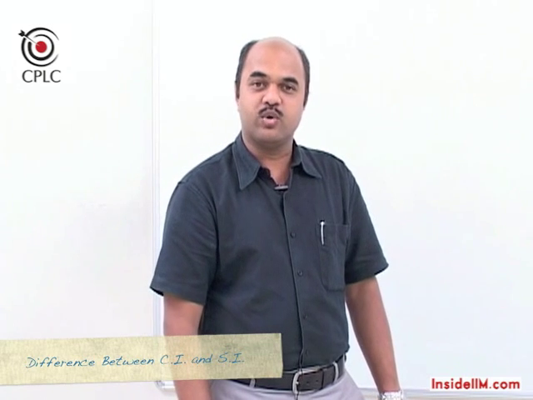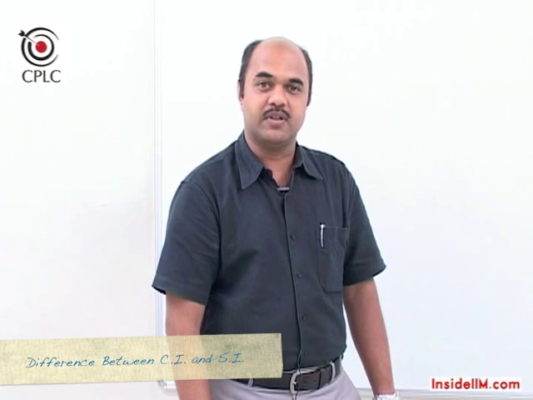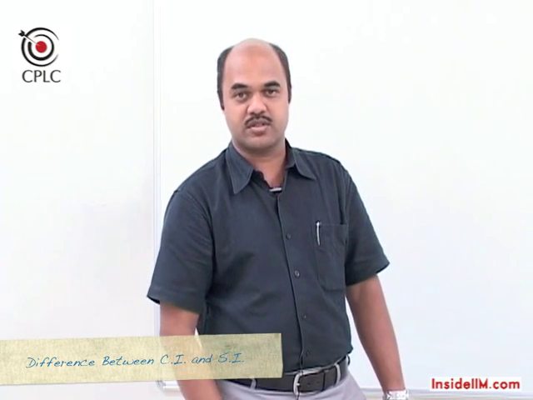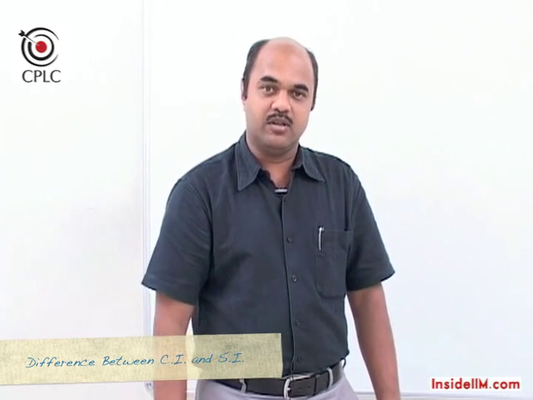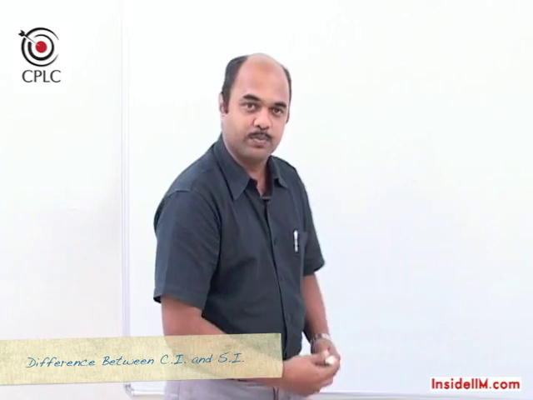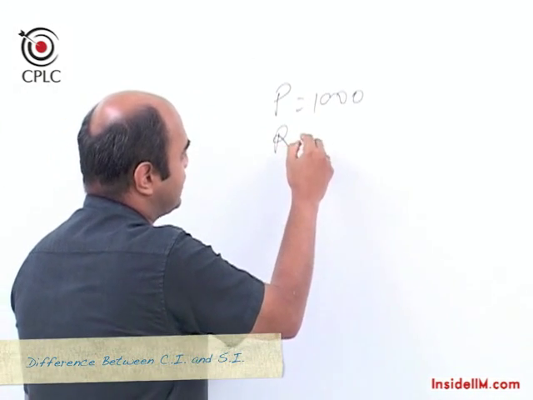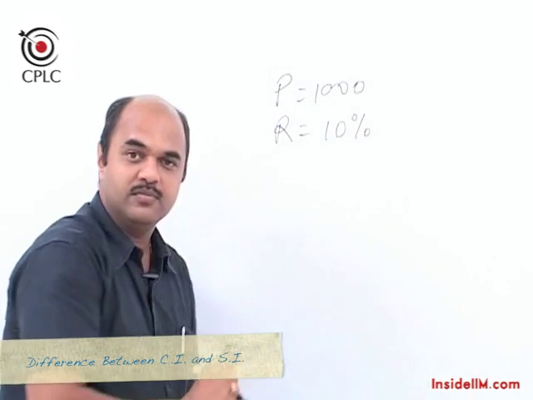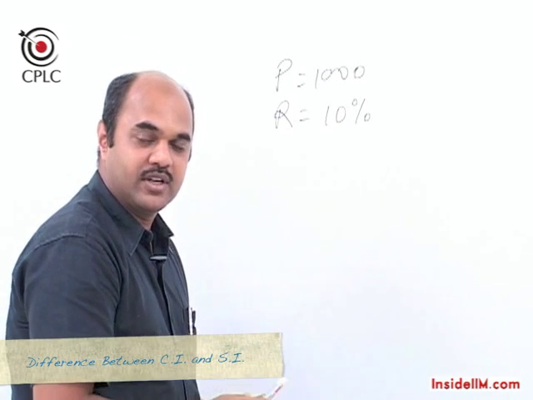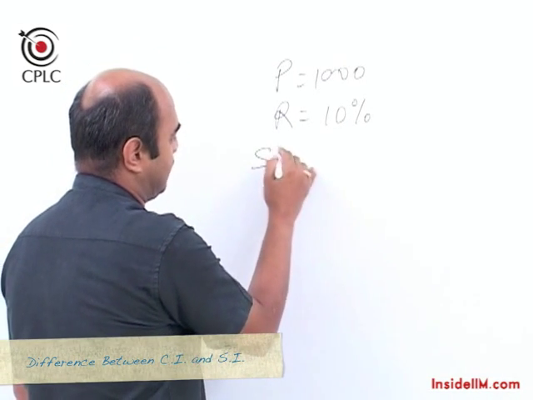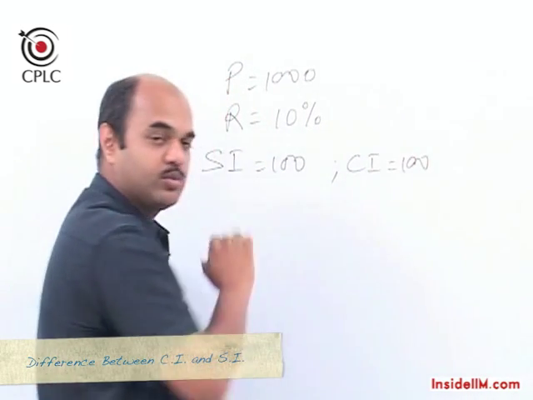Let's try and understand how to use the difference between compound interest and simple interest in the first 2 years. We've already looked at a particular table and we built the table where we've said if the principal is 1000 rupees and the rate of interest is 10% per annum, and if we calculate the compound interest and simple interest in the first year, it happens to be the same. Simple interest in the first year was 100, compound interest in the first year also was 100.